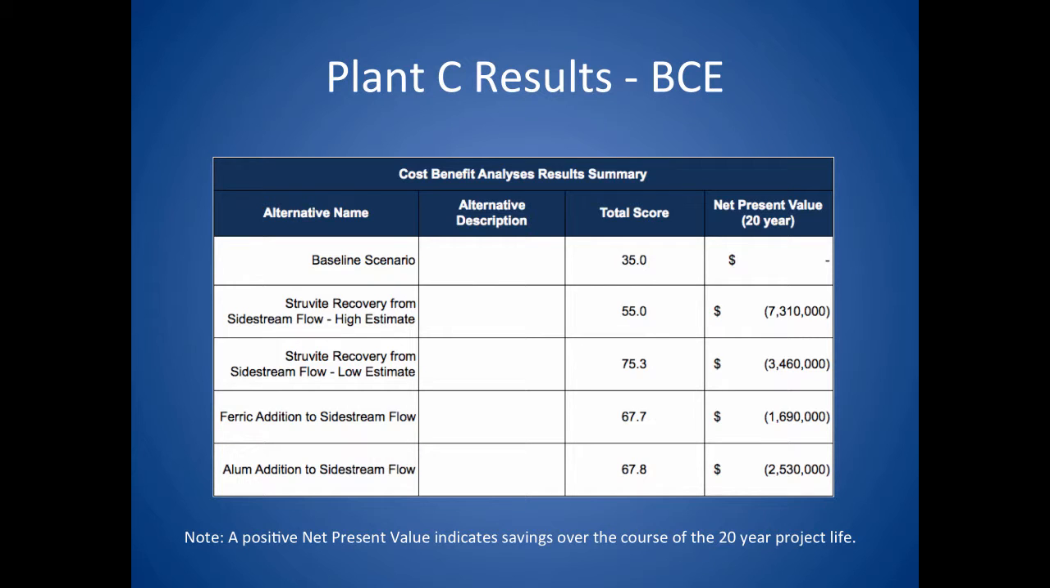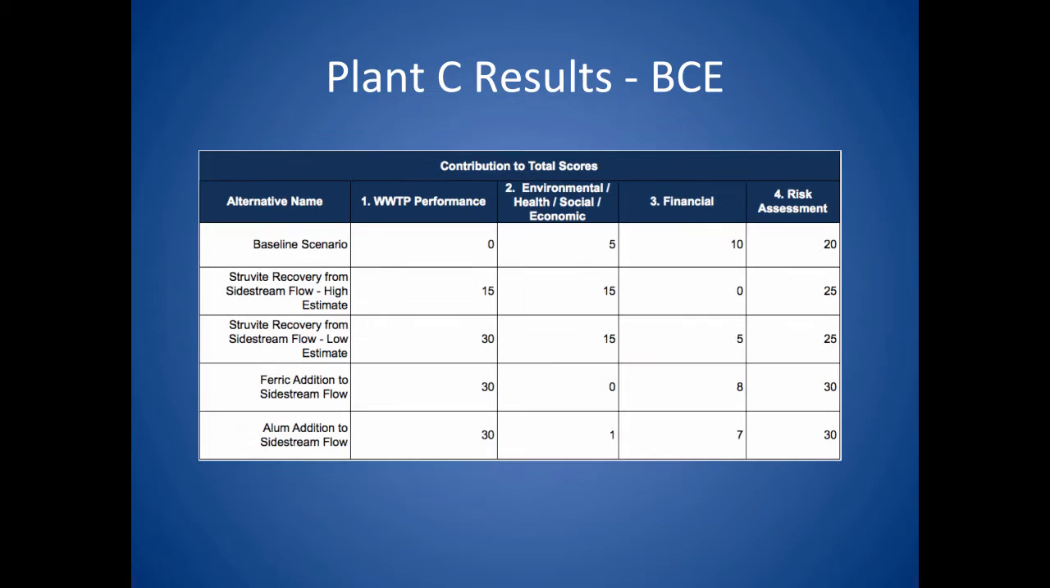For Plant C, based upon the business case criteria weighting that was entered, the struvite recovery low estimate alternative has the best total score of 75.3. For comparison, the baseline scenario represents the condition where plant O&M staff take the necessary operational and/or maintenance steps to minimize the effects of nuisance struvite formation. This table shows how each of the BCE criteria areas contribute to the total score for each of the alternatives.